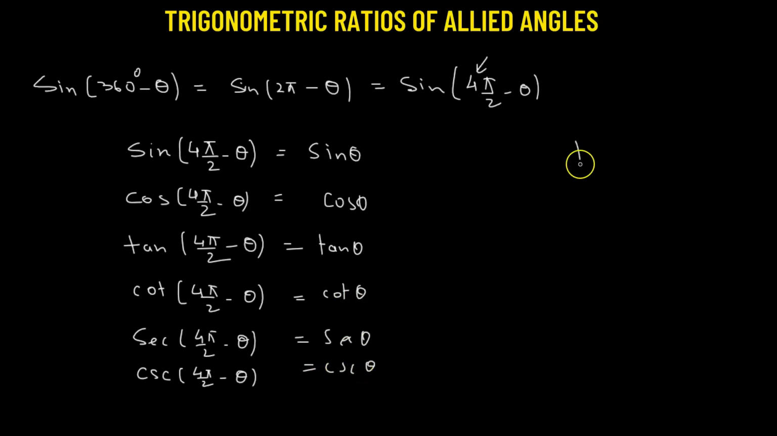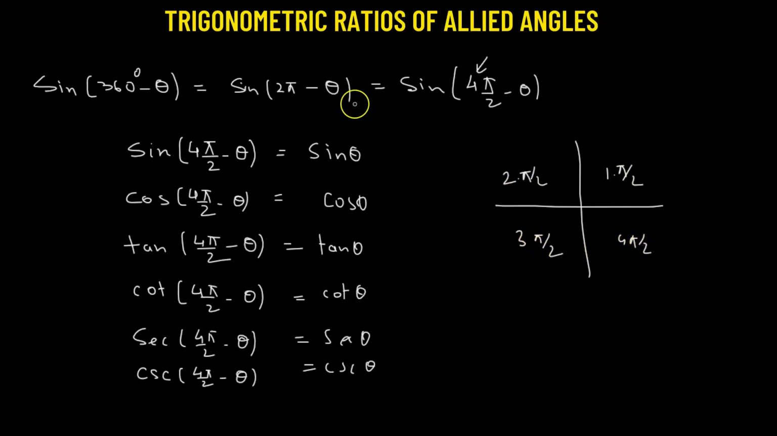Coming to the quadrant, we are going to be in the fourth quadrant. So we have 1 pi over 2, 2 pi over 2, 3 pi over 2, and 4 pi over 2. And from 4 pi over 2, we are subtracting theta. That's fine because theta is a very small angle, less than 90 degrees. So we are in the fourth quadrant where the cosine and the secant functions are positive. So look for the ones which have cosine and secant, keep them positive, everything else will be negative in nature. Fine, so that's done.